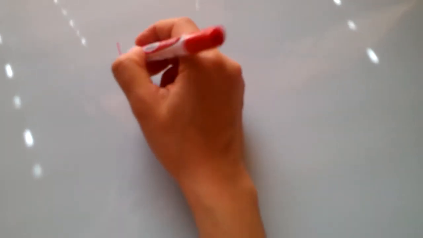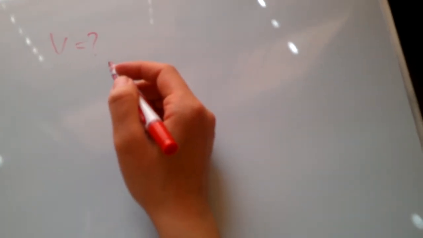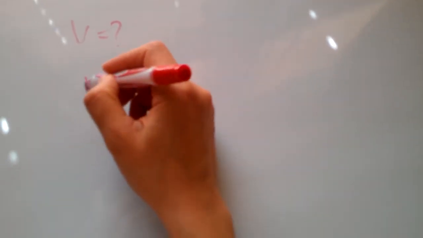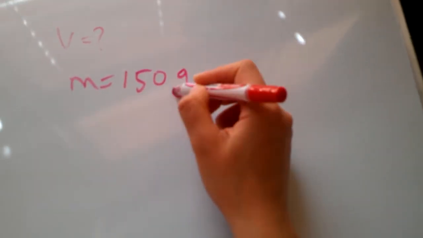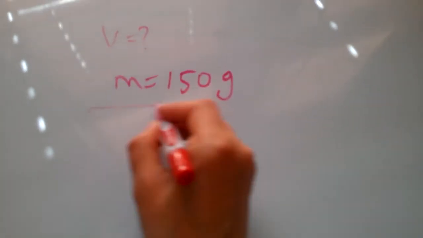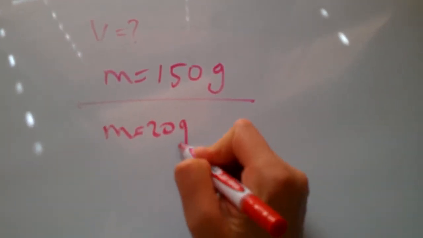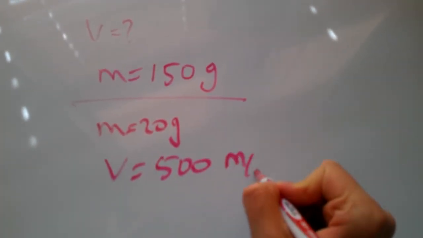The second question deals with the same thing, but in a different language. It says how fast, so velocity, how fast would you have to throw a baseball of mass 150 grams to give it the same momentum as a 20-gram bullet that travels by 500 meters per second.